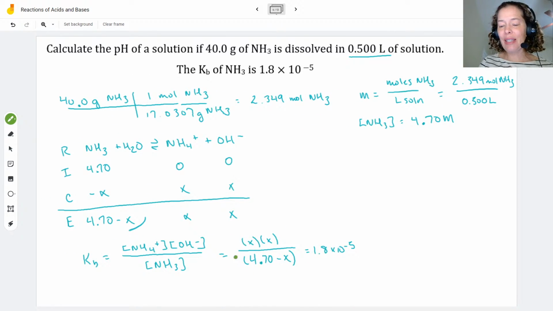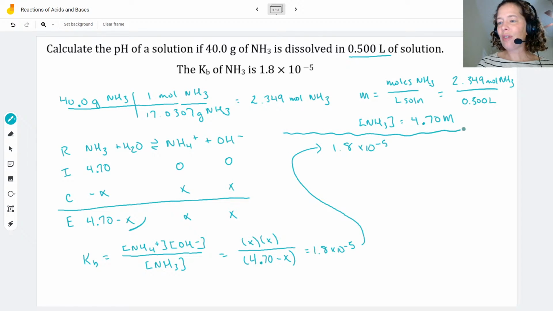All right, so that means this expression is going to simplify. I can drop this minus X. So I'm coming up to this space right here. I still have my Kb, my 1.8 times 10 to the negative fifth. My numerator simplifies to X squared. And my denominator, I have dropped that minus x because I checked my assumption, and of course, I'll check it again once I solve for x. So my denominator simply becomes 4.7.